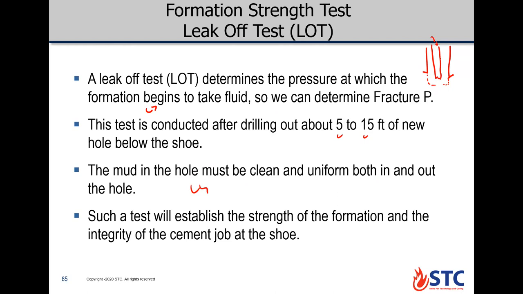Then we are going to close our well and start pumping through the drill pipe, and start recording the pressure as surface pressure. This test should be conducted using a cement pump. Why a cement pump? Because the cement pump is more accurate and allows you to pump small volumes. So here we are going to start pumping small volumes like 0.25 barrel, and record the pressure.